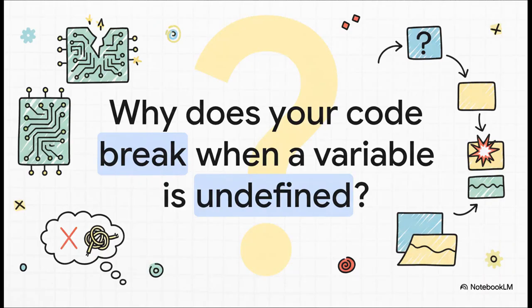So, you've definitely been there, right? Staring at your screen, the compiler is just screaming at you, undefined variable. Or even worse, a variable somehow has a value you know you didn't give it. It's super frustrating. But here's the thing. What if I told you those aren't just random bugs? They're actually your code trying to tell you something really important about its own structure.